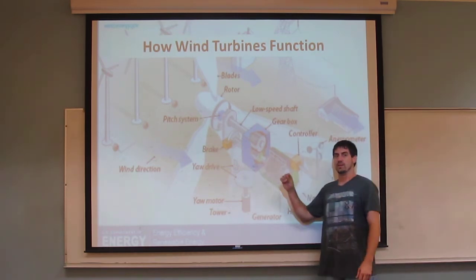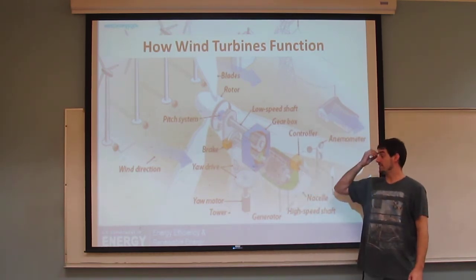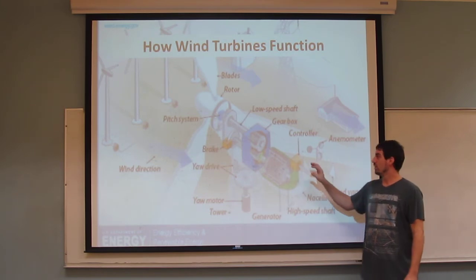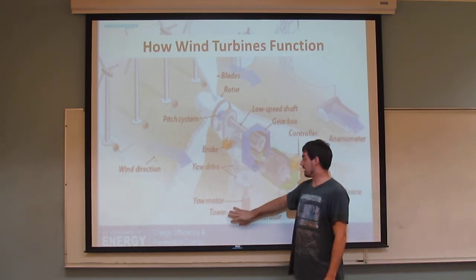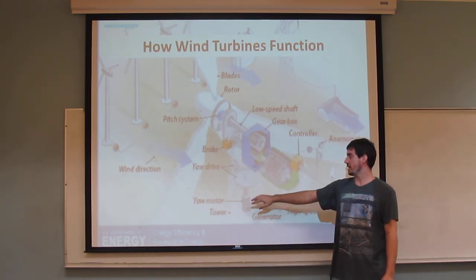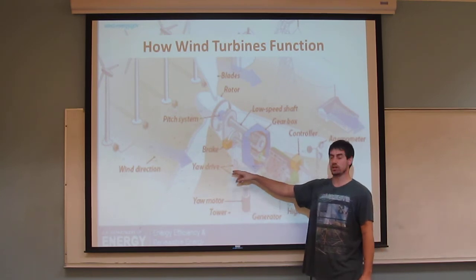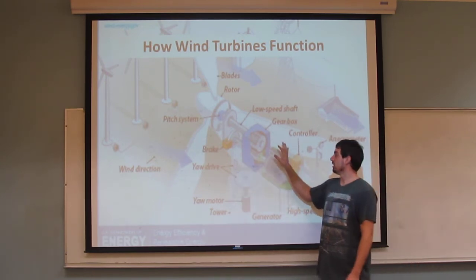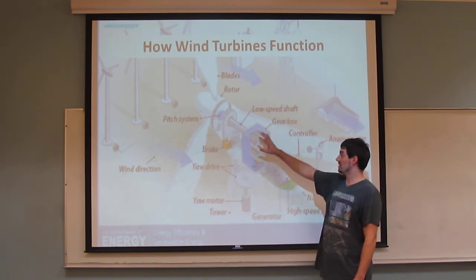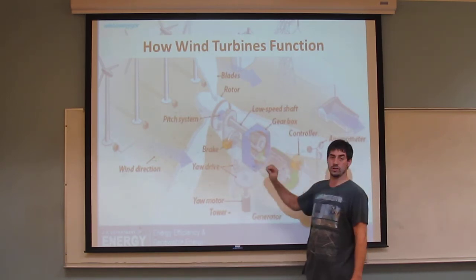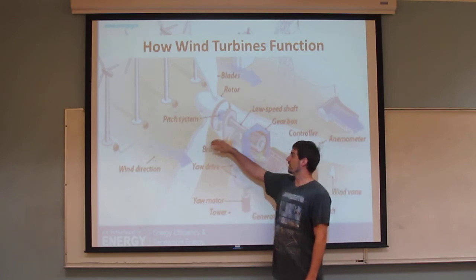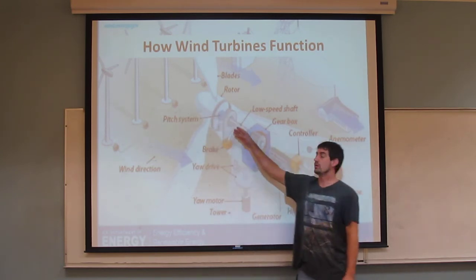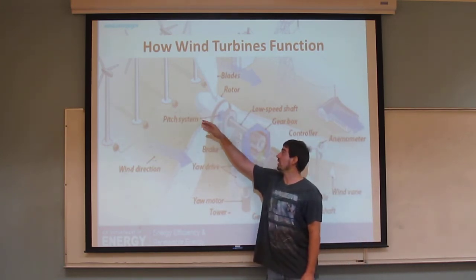This is an example of an upwind horizontal axis wind turbine. The whole thing is mounted on top of a tower. At the top of the tower, there's a yaw motor which controls the yaw drive, which helps orient the turbine into the wind. The top of the tower is the nacelle that contains or has mounted to it every other part of the turbine. At the front are the blades, which are mounted to a rotor and will rotate with the wind.